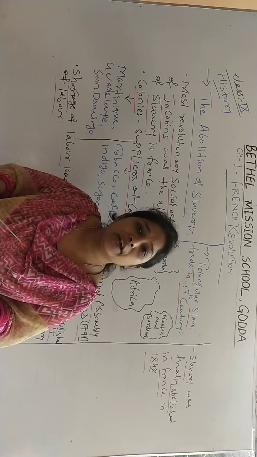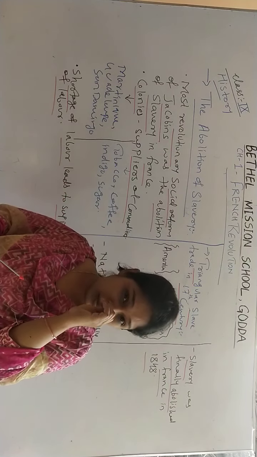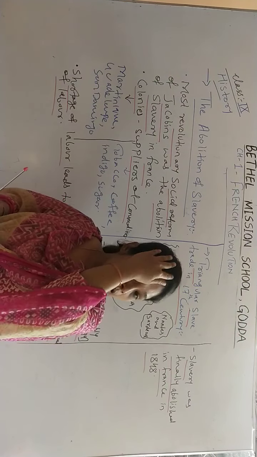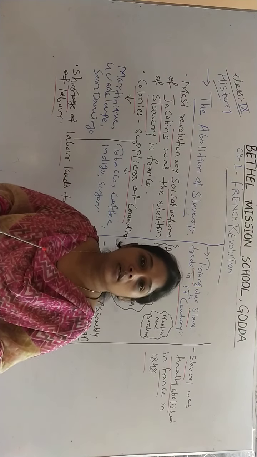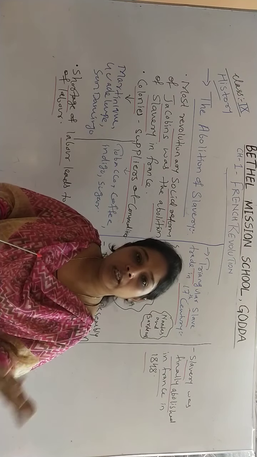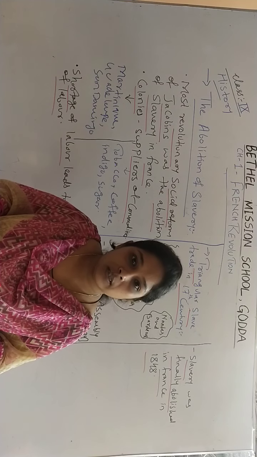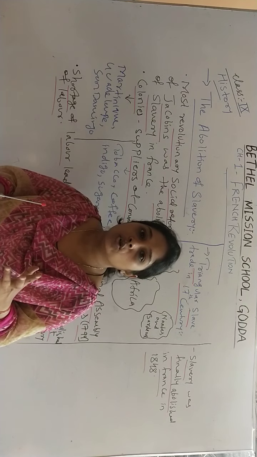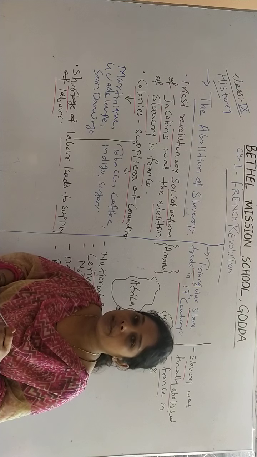They are not getting any kind of wages either, because in France or in Europe, many industrialists or businessmen took slaves or took laborers from other countries as slaves. They are buying those laborers. So it was a very inhuman act. So the French Revolution also started with that social reform to abolish slavery from France.